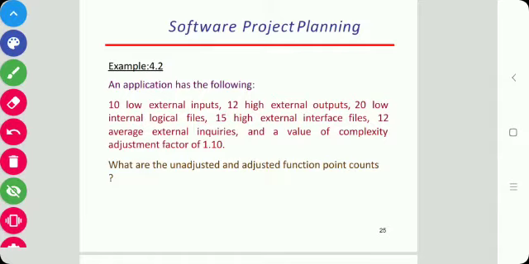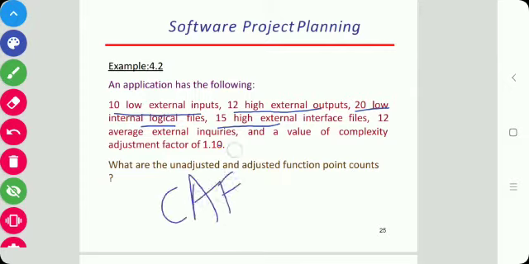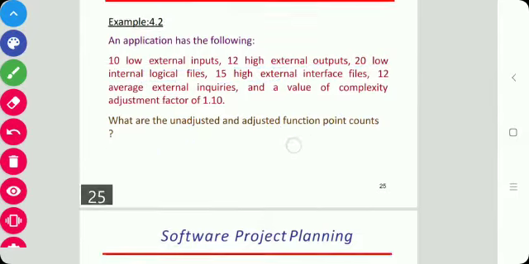Here the inputs and outputs are different. Here there are 10 low external inputs, 12 high external outputs, 20 low internal logic files, 15 high external interface files, and 12 average external inquiries, and a value for the complexity adjustment factor, that is CAF. Here the given value is 1.10. So now we have to calculate UFP and then FP.